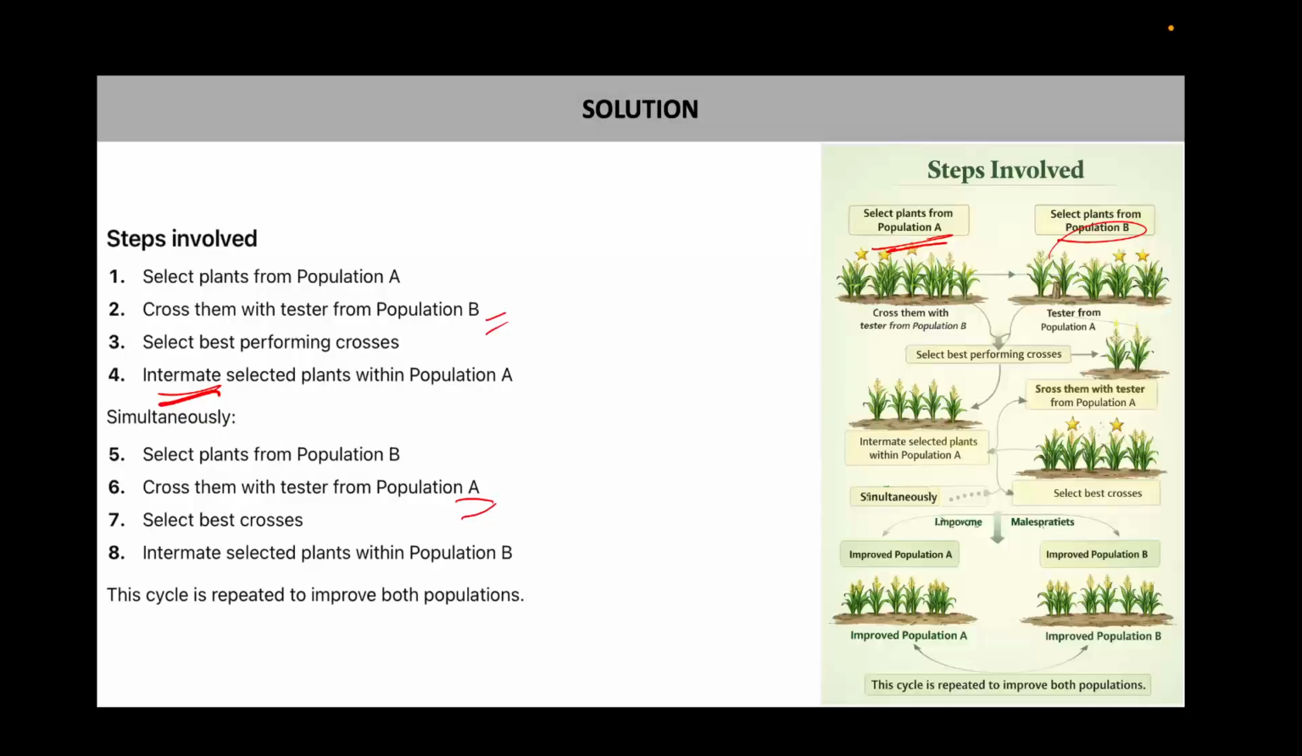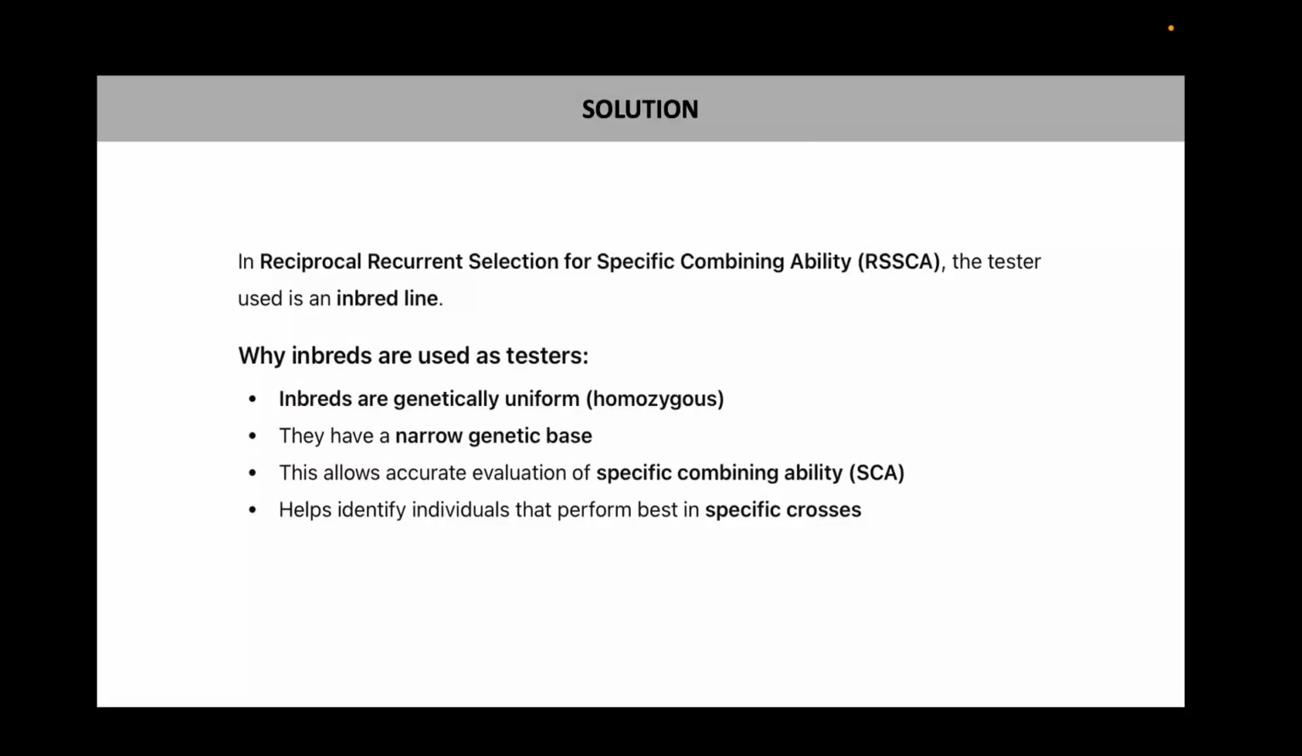And then the best crosses will be selected and then intermated with the plants from population B. So this cycle, when repeated in both populations, will result in improved varieties of both populations simultaneously. This is basically the method of recurrent reciprocal selection for specific combining ability.